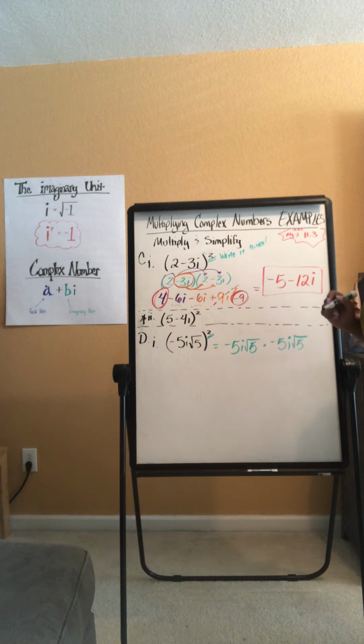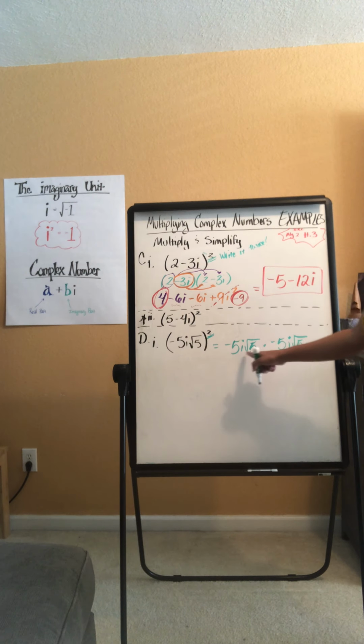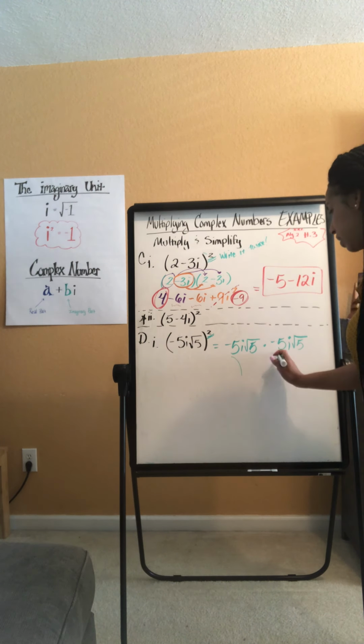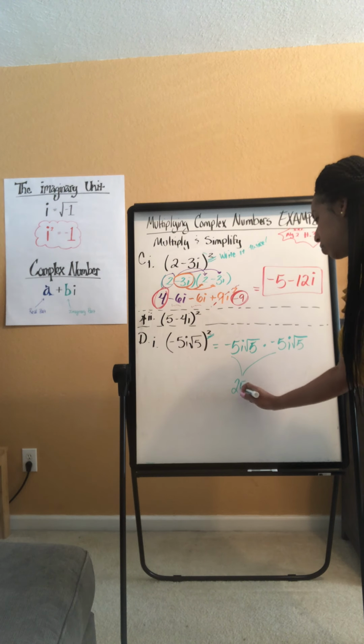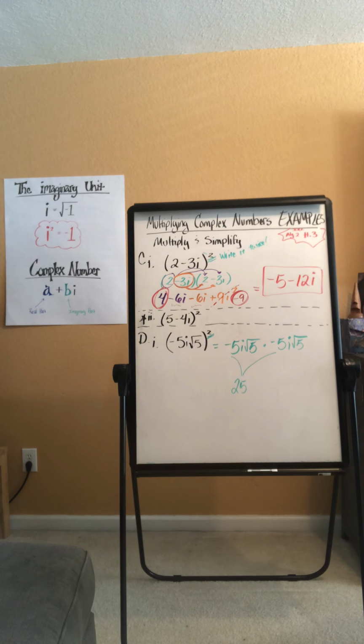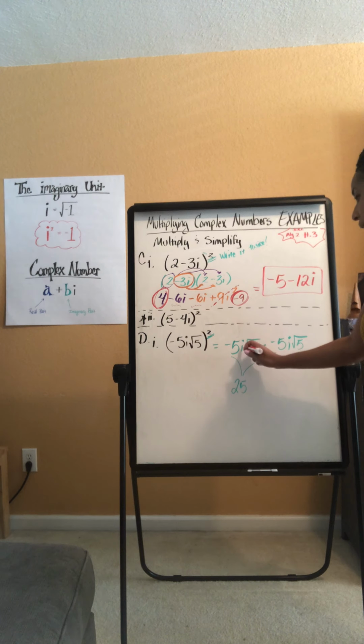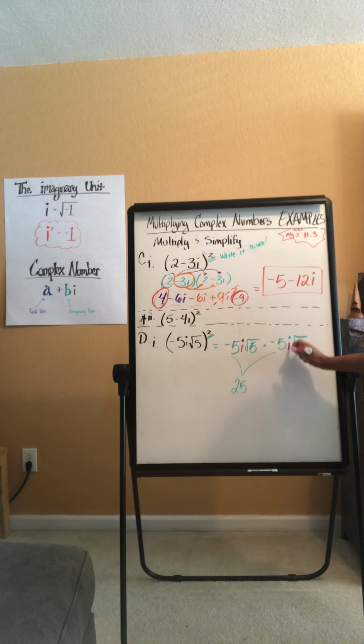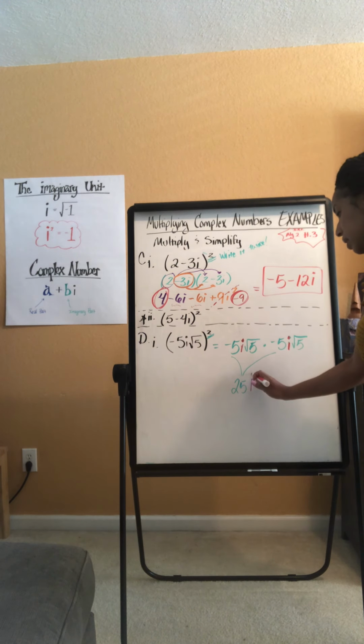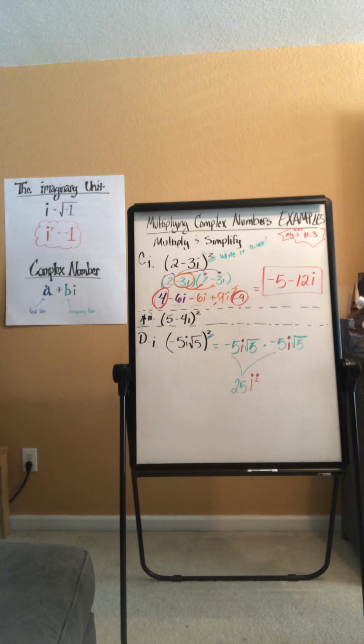So if I'm thinking of it like that, the negative 5 gets multiplied by the negative 5, which gives me a positive 25. My i will multiply with my i, and that'll give me i squared. And then the square root of 5 will multiply with the other square root of 5. Since they're both inside the house, they can play together. That'll give me the square root of 25.